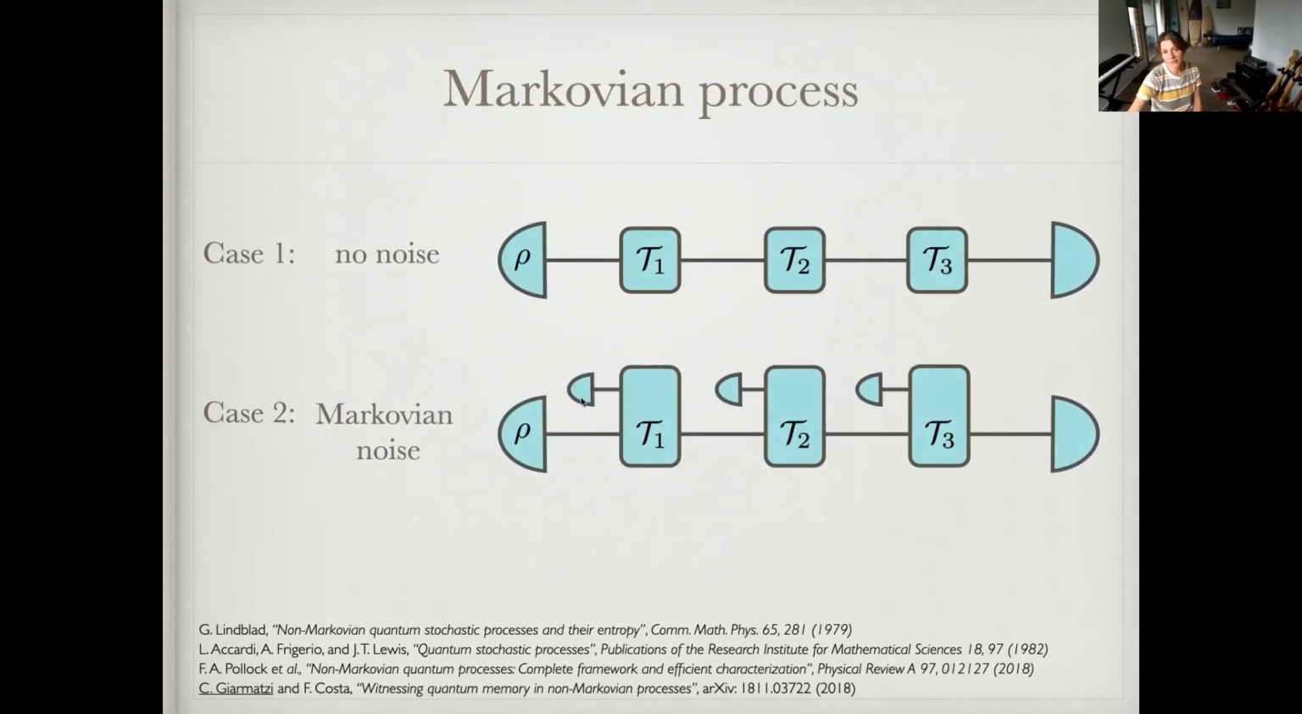This means that there is an environment that can affect your system through this joint transformation. However, any information that the environment obtains about the system is not transferred into the next interaction. So basically, every system-environment interaction is local and does not affect future system-environment interactions. So this is a Markovian process.